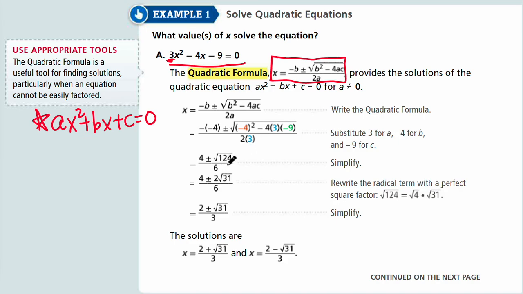And you will simplify your square root so that it's easier to see. And you can see if there is any greatest common factor that you can factor out. So that would be 2 times 2 plus or minus square root 31 over 6, and we can factor out 2 and 6 and simplify this fraction to just 2 plus or minus square root 31 over 3. So the solutions are 2 plus square root 31 over 3 and 2 minus square root 31 over 3. You have two solutions in this case. So that was part A.